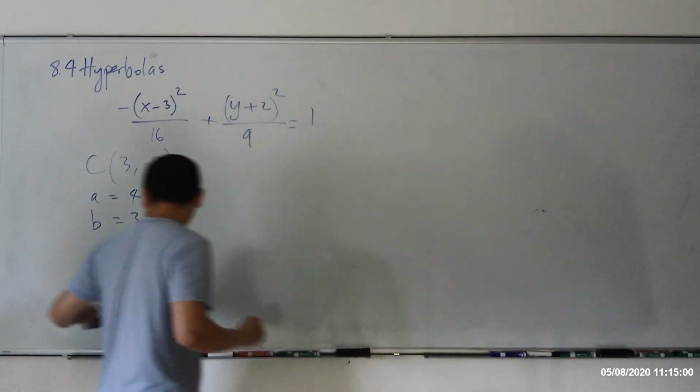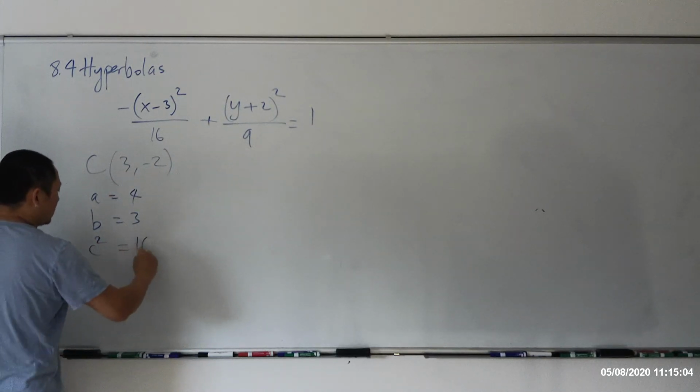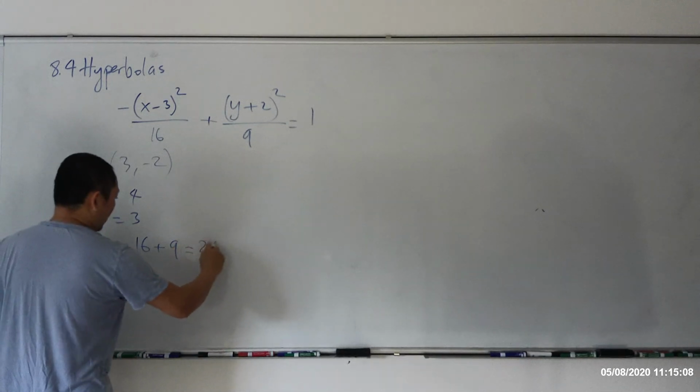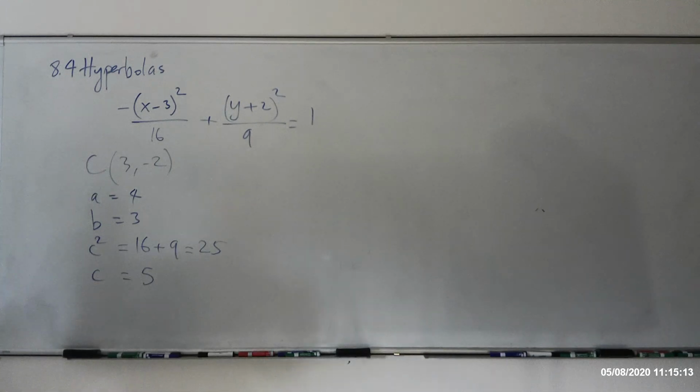And of course in here I can calculate c right away. c squared is the sum, so c squared is equal to 16 plus 9. I made this example to give you guys a nice number, 25. So c is equal to 5. Okay, let's sketch a graph.